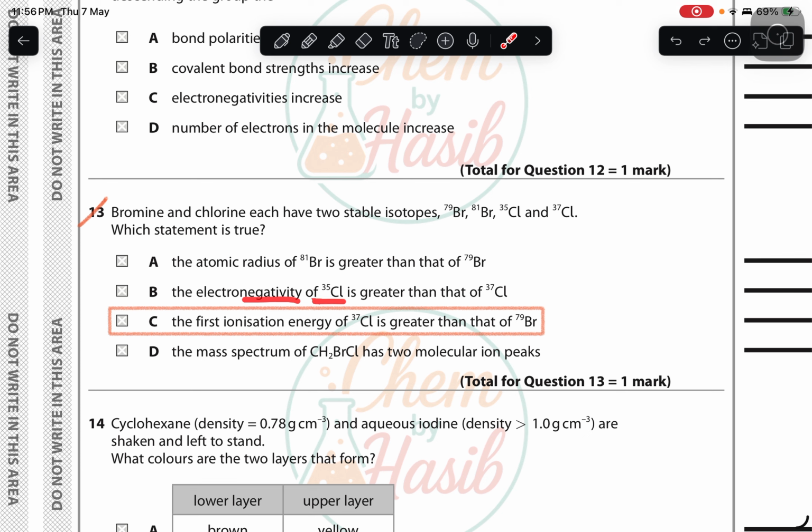Electronegativity of chlorine 35 is greater than that of chlorine 37. No, they have the same electronegativity because they have the same number of protons. They have the same attraction for the bonding pair. The mass spectrum of this has two molecular ion peaks.